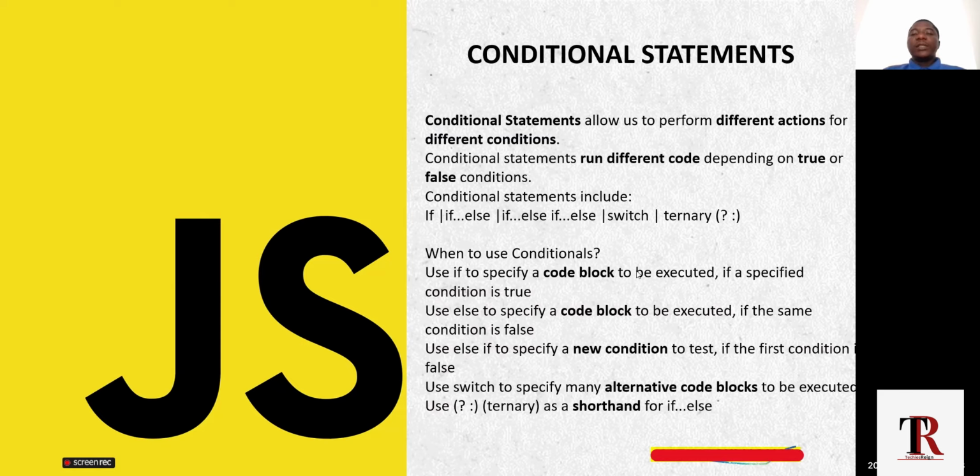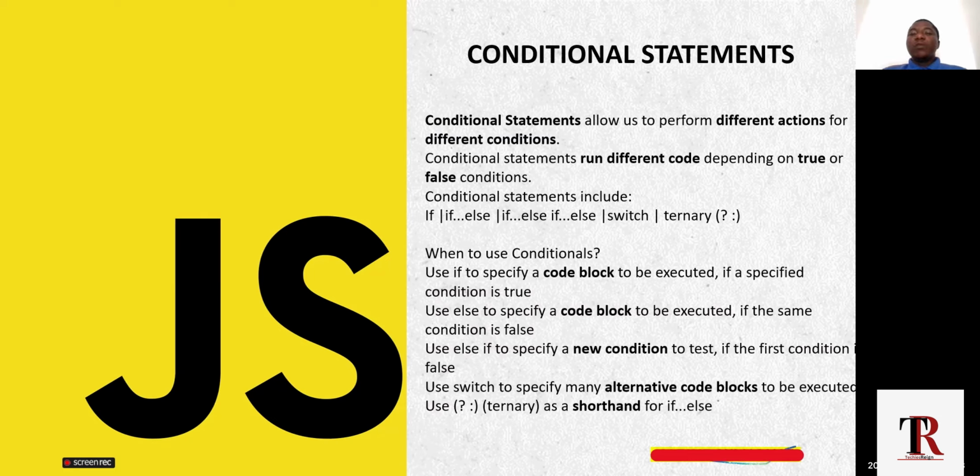Now, when to use conditionals? You use conditionals to specify a code block to be executed if a specified condition is true. So let's say you have two conditions and you want to get the output of the one that is true and neglect the output of the other one that is false. You use a conditional like the if statement to do something like: if A is equal to true, then output A. If B is equal to true, neglect A and output B. Or if A is true and B is false, print out A and neglect B.